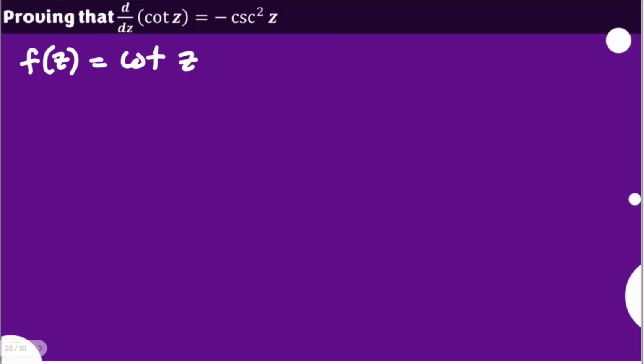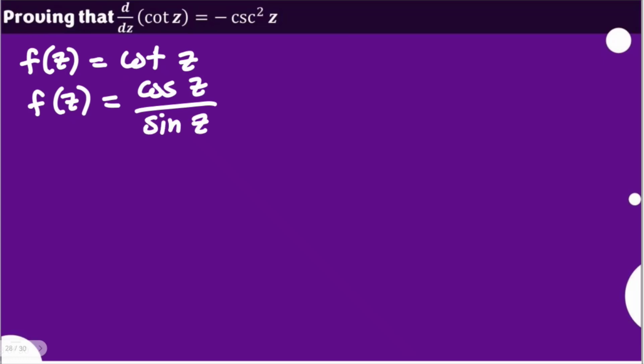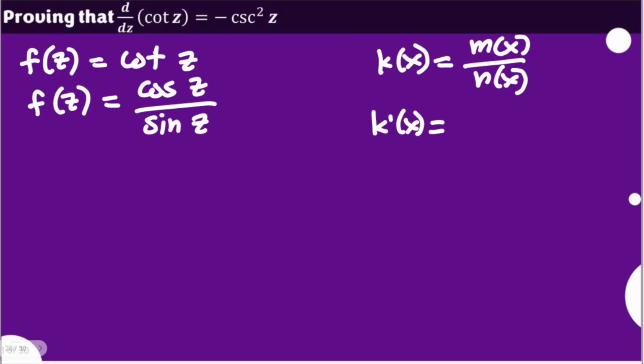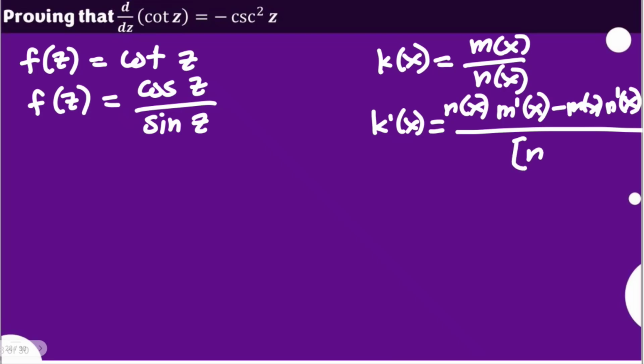That is because this function could also be written as the ratio of cosine z and sine z, a quotient of two functions, or a rational function. And we know that we have this rule: if k of x is the ratio of m of x and n of x, of course n of x is not equal to 0, its first derivative is the denominator times the derivative of the numerator minus the numerator times the derivative of your denominator, all over the square of whatever your denominator is.